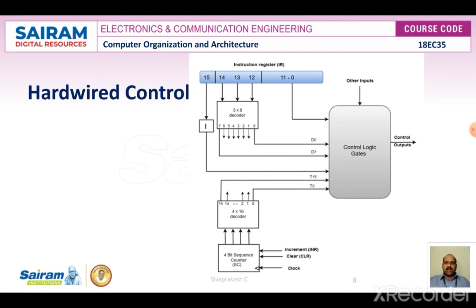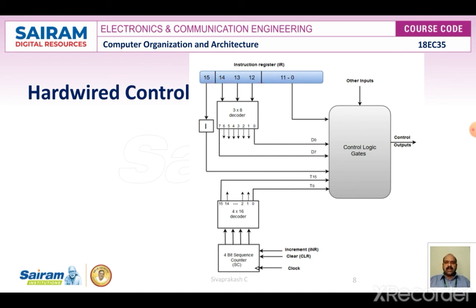If you look at the image, it shows a hardwired control organization. In this figure, the organization consists of two decoder circuits, a 4x16 decoder and a 3x8 decoder, a 4-bit sequence counter, and a number of logic gates. An instruction fetched from the memory unit is placed in the instruction register. The components of the instruction register include bits 0 to 11 and bits 12, 13, 14 and 15.